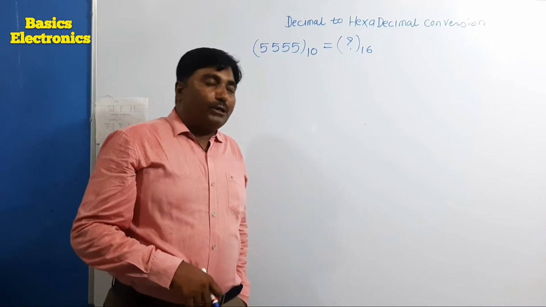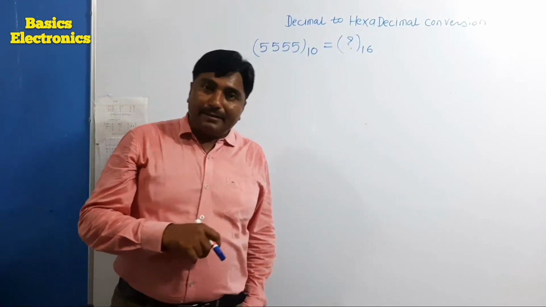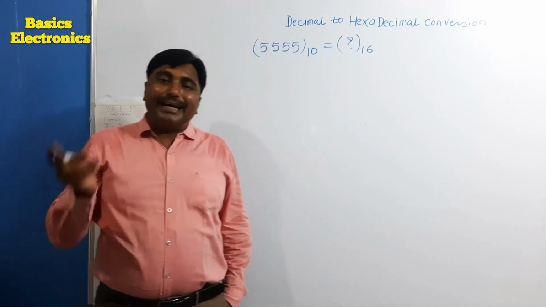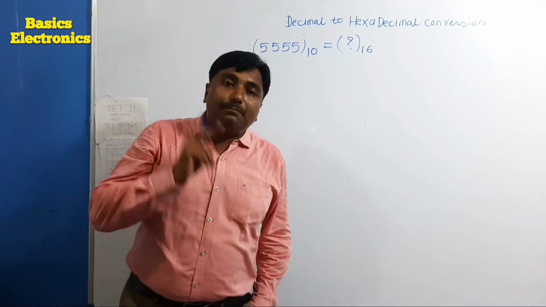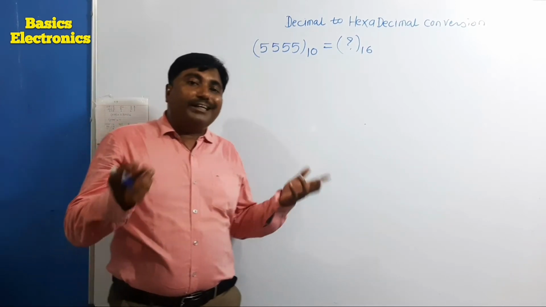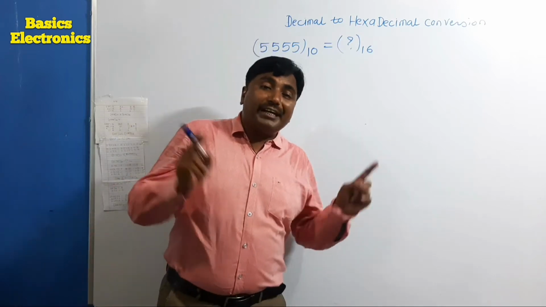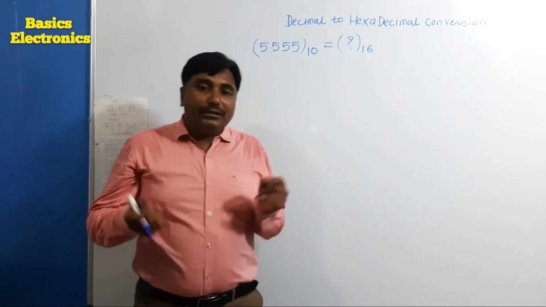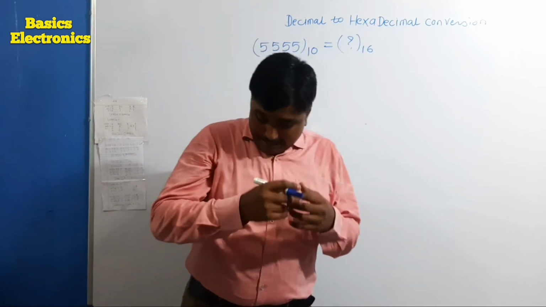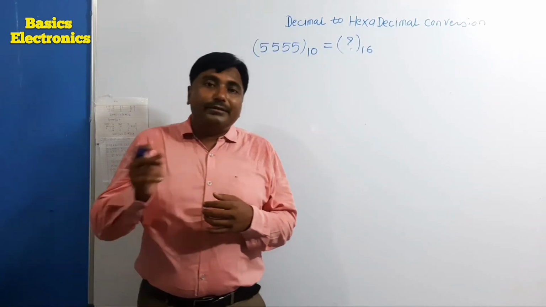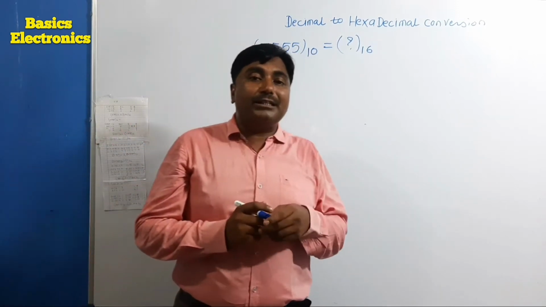After that, we write down the result and the remainder. Then the third step is we divide the result by 16 until the result becomes equal to 0. After each division we record the remainder, and when the result is equal to 0, we write down the remainders in reverse order.